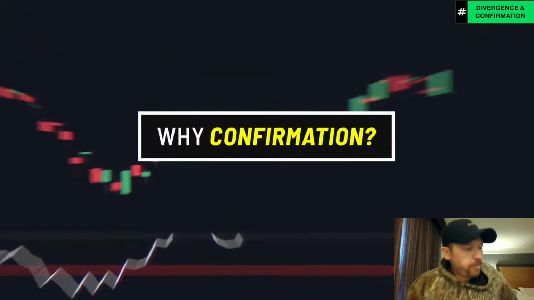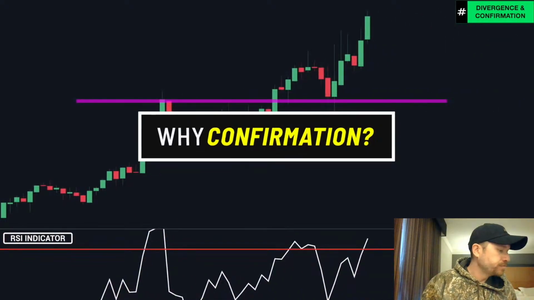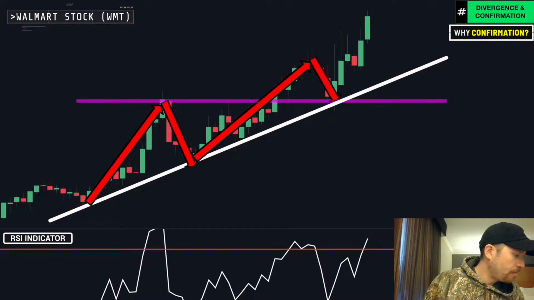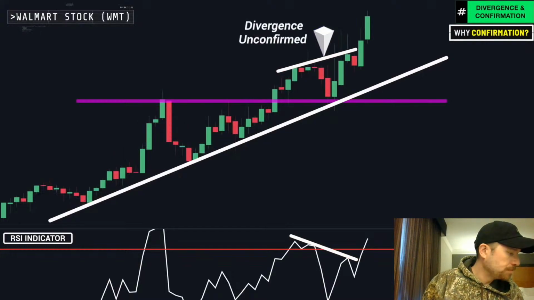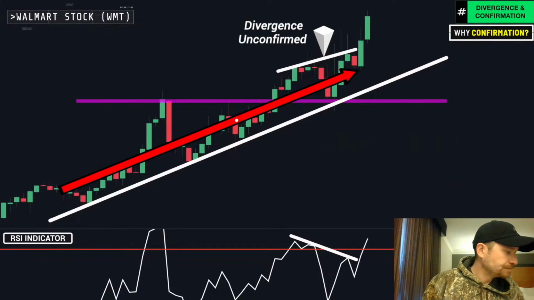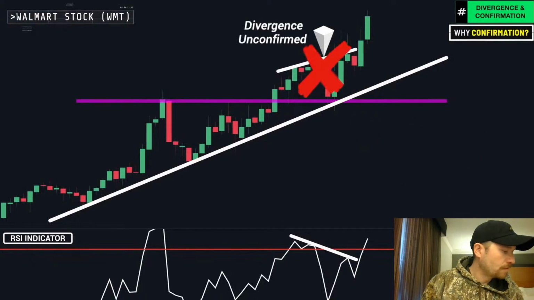Now, here's a great example as to why you need confirmation and why not to enter trades solely based off of divergences. Here's the Walmart stock. Price was clearly in an uptrend as you had your run, pullback, run, pullback. Now, you would have then spotted this great wide divergence here, and you thought to yourself, this is a great short opportunity. What you are forgetting is that this is a very strong uptrend. As you should already know by now, you would only start considering short entries after the divergence if you had the trend line break, a break through the key support, and price making a lower low. Without that, the divergence was unconfirmed and there was no trade.